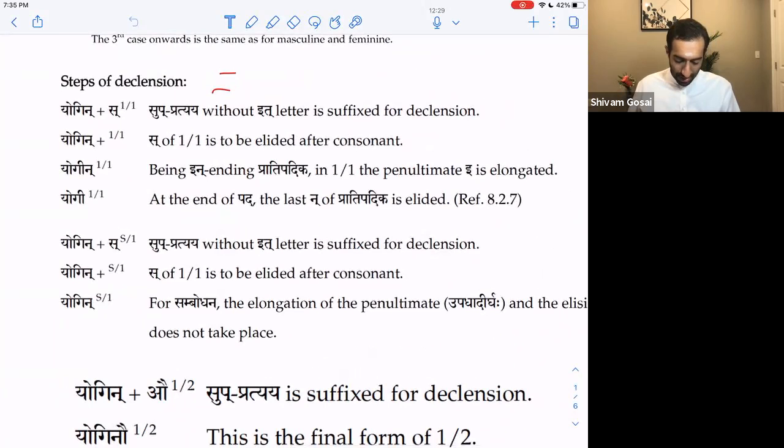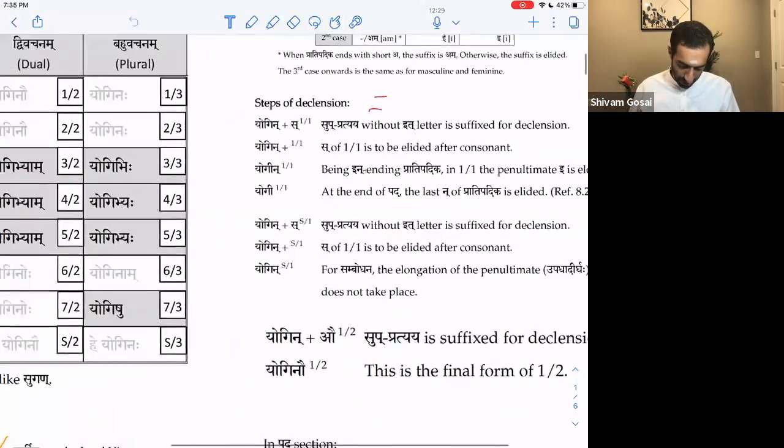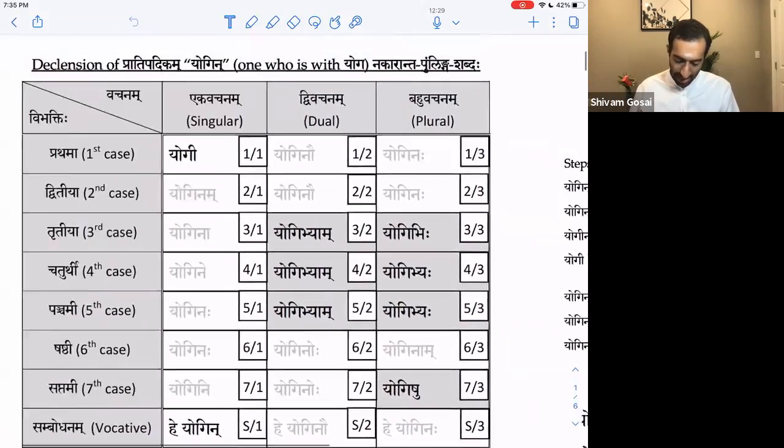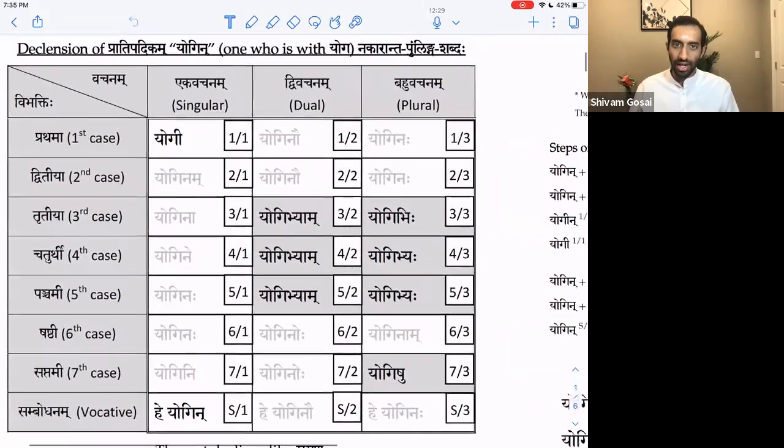For 1-1, yogin, the sakara goes away. The i becomes long, so it becomes yogin. And then at the end of the pada, the nakara goes away. This is what we call, from the sutra nalopaha, Natva-sandhi. Natva-sandhi is when you have a na at the end of a pratipadika and at the end of a pada, then it's elided, removed. That's why it's gone here. It's also gone in 3-2, 3-3, 4-2, 4-3, 5-2, 5-3. The nakara goes away because it's at the end of a pada and pratipadika.